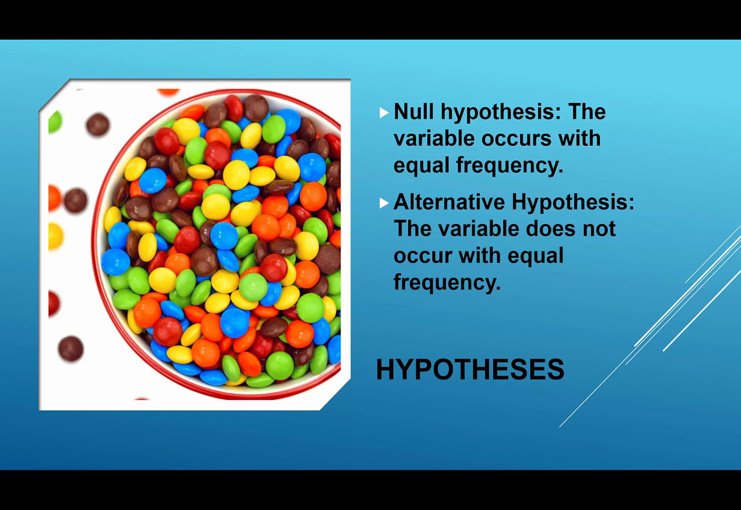You see a bowl of M&Ms on the side. One of the most frequently used examples for this hypothesis test is to determine whether the different colors of the M&Ms occur with the same frequency. Meaning, do I have the same number of red, yellow, blue, green, brown M&Ms in my population? Or do I have one color that appears more frequently than the others?